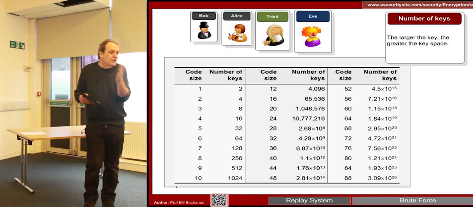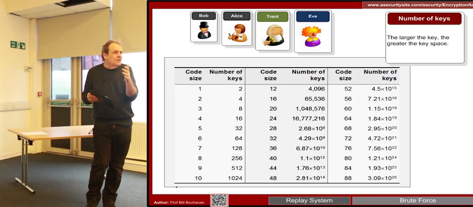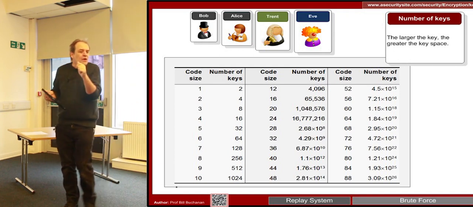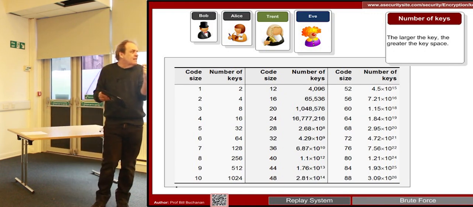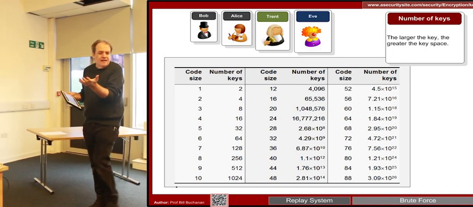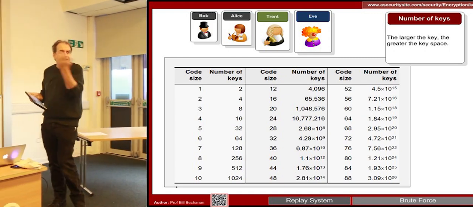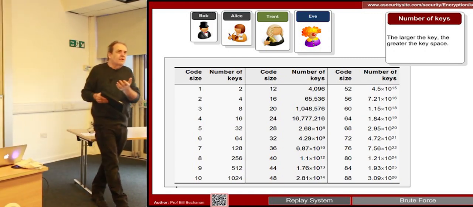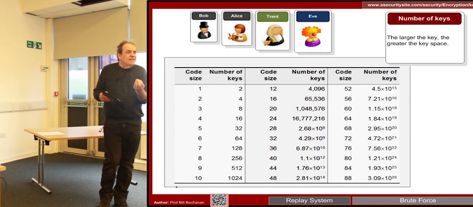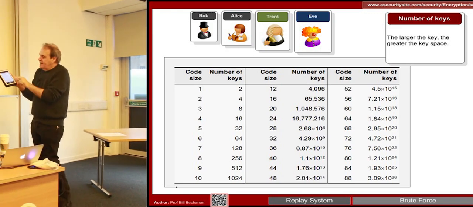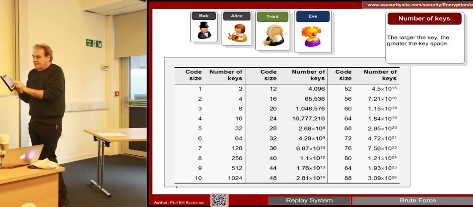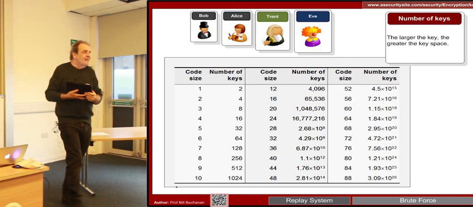So 1,000 billion keys could be tried in a single second. For what cost? For a fraction of a cent. It costs you about $10 an hour on the Amazon cloud to hire 4 GPUs. Each of those GPUs has 4,000 cores. So we need to understand where we are, and the limits are basically there.